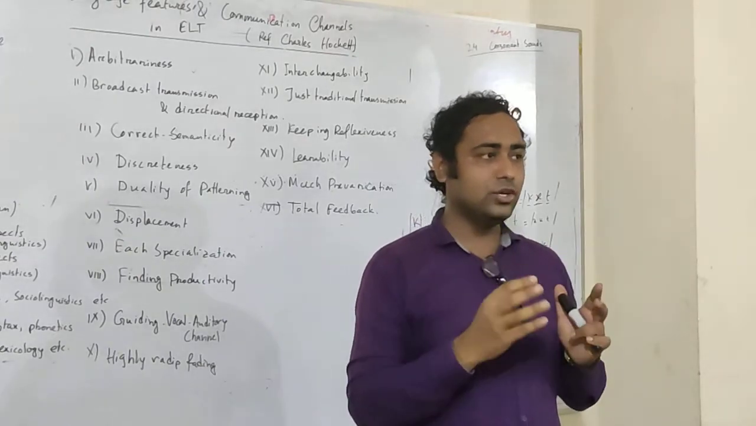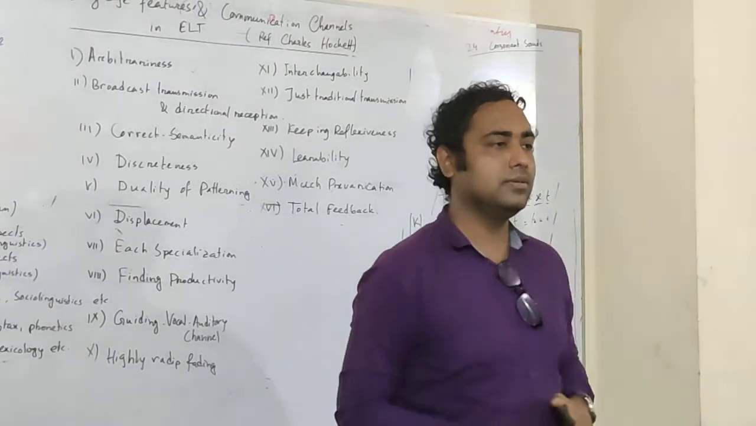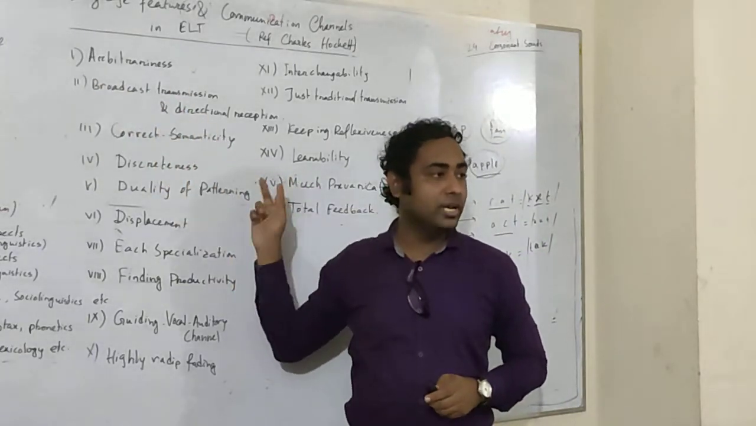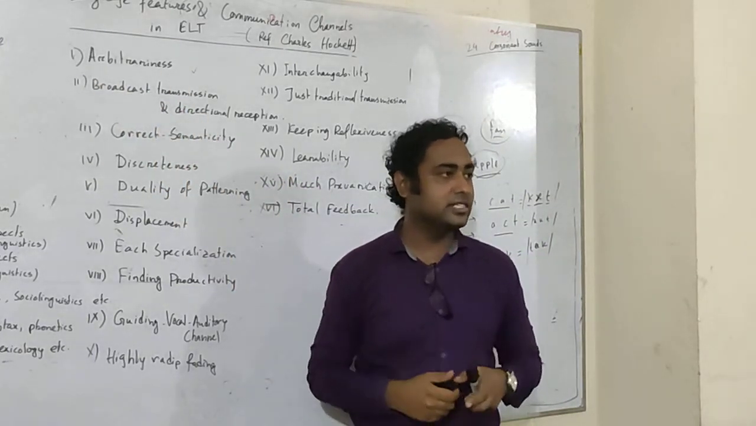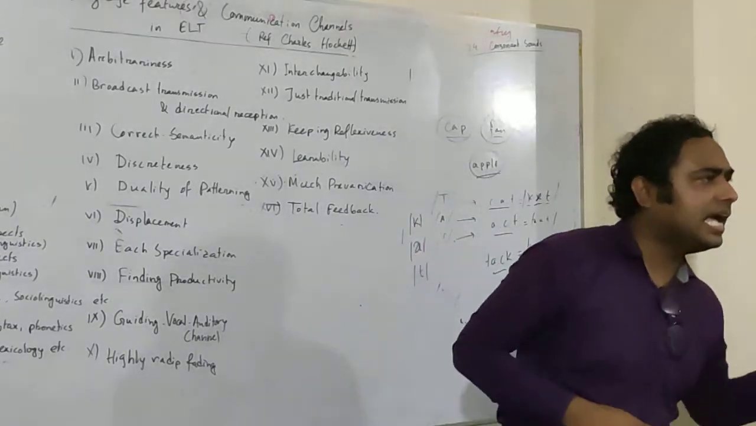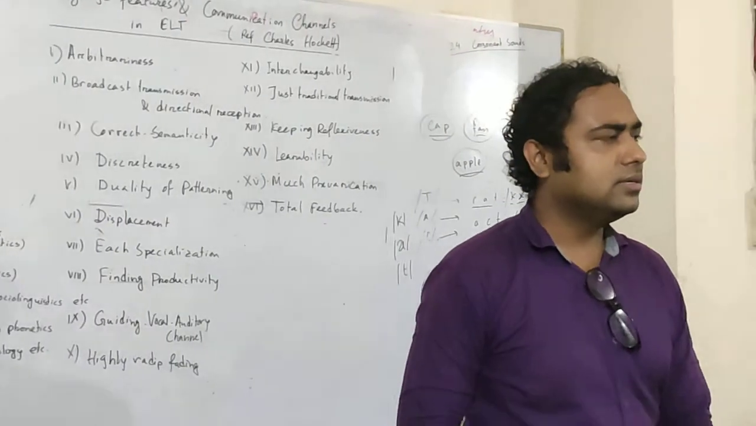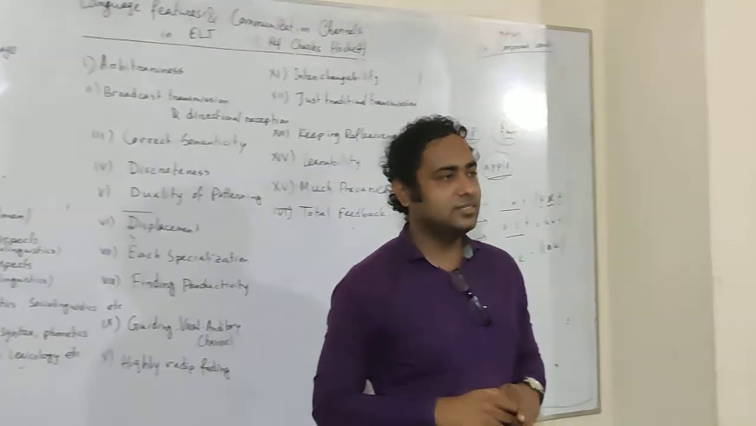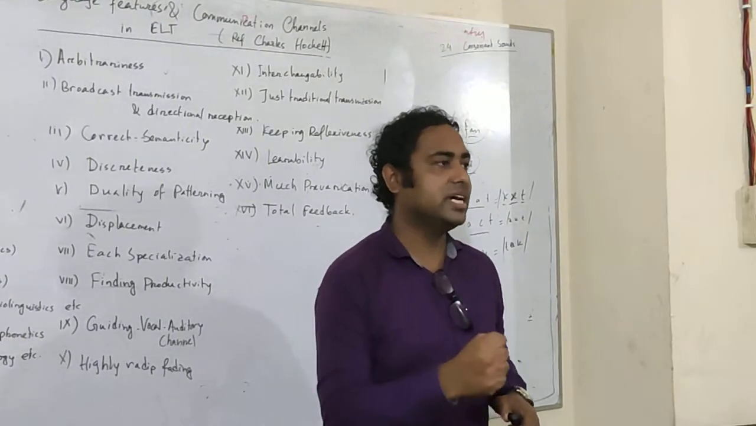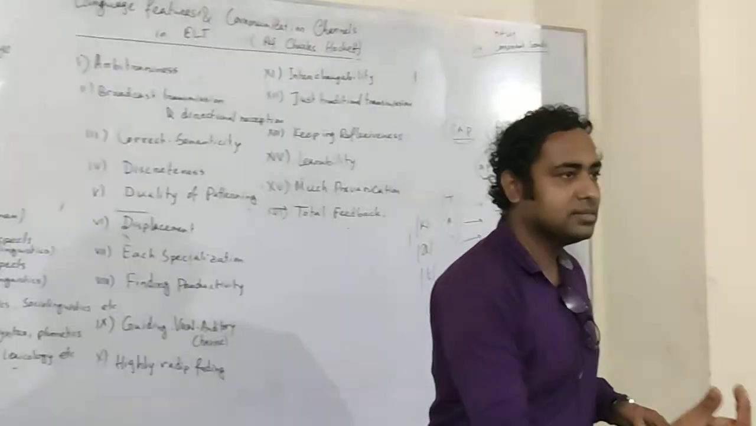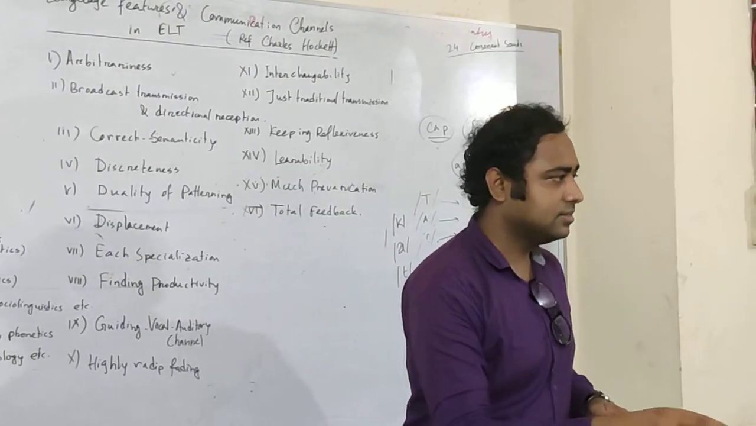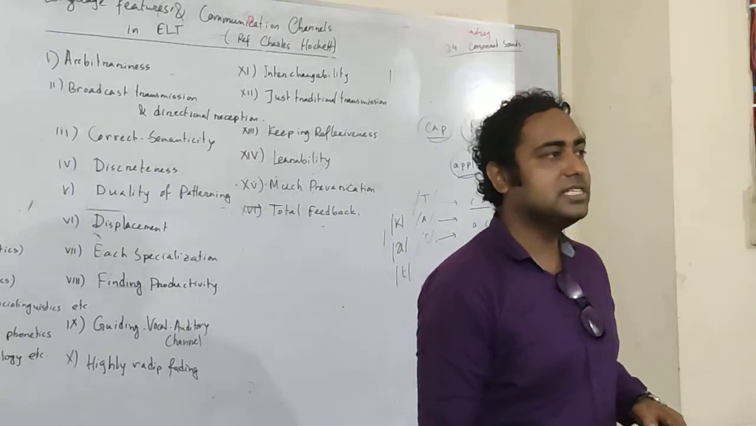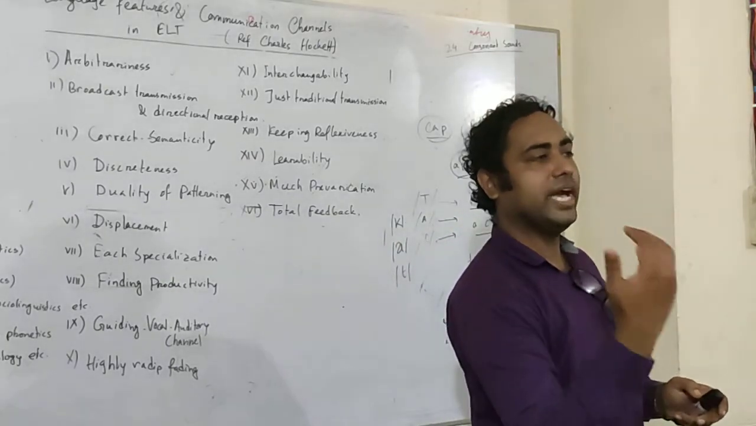Next one is reflexiveness. Language is the only thing which can refer back to itself. Nothing else. Animal language cannot. Human language is the only thing which can refer back. Suppose I have hurt myself. I have seen it in my own eyes. We ourselves have done it. So ourselves, themselves, herself, these are reflections.